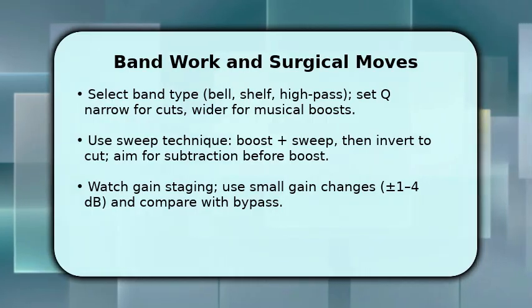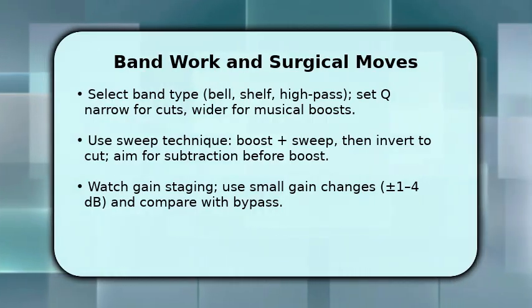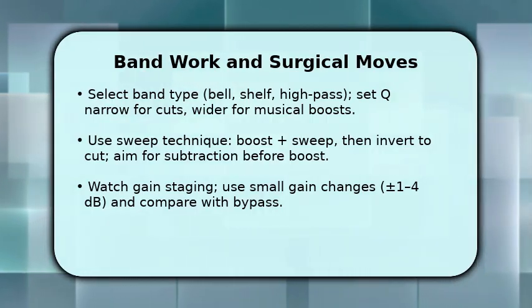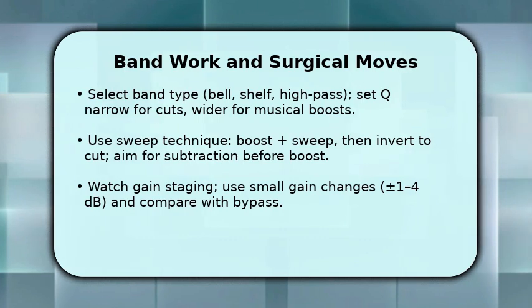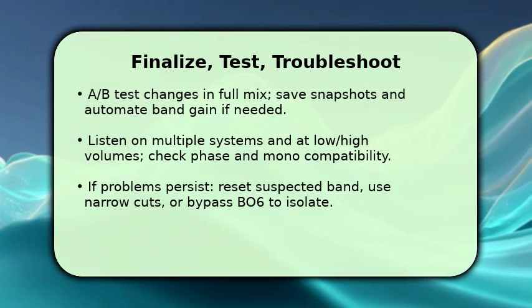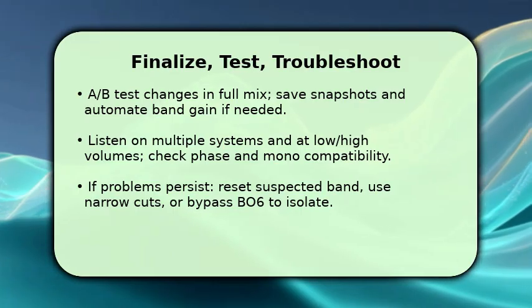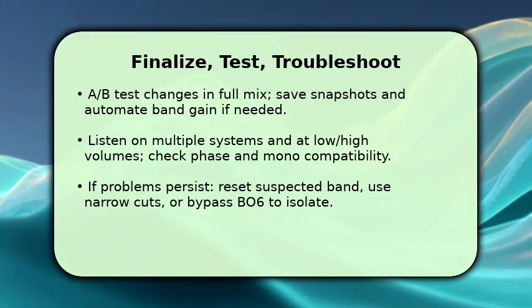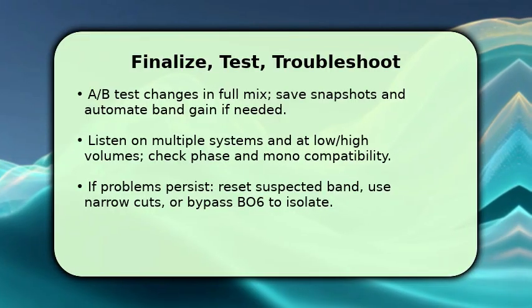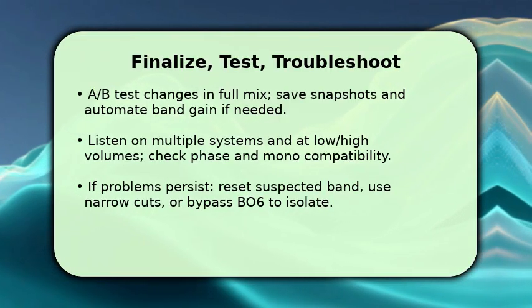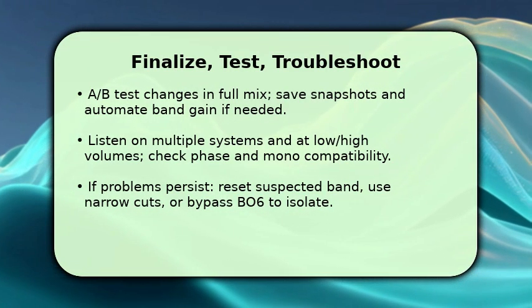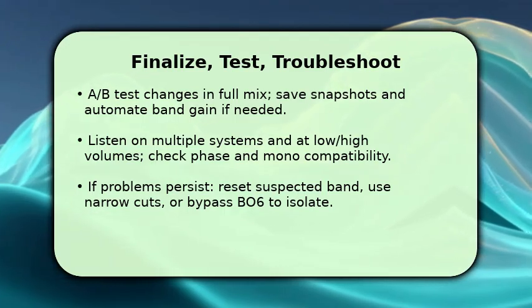Make small gain moves. Subtraction is usually more natural than adding. As you work, keep an ear on overall level and compare with bypass so decisions aren't level dependent. You finish by A/B testing your settings in the full mix and saving a snapshot so you can revert quickly. Make contextual tweaks now. Automate band gain for sections that change, and audition on headphones, monitors, and at different levels to confirm translation.